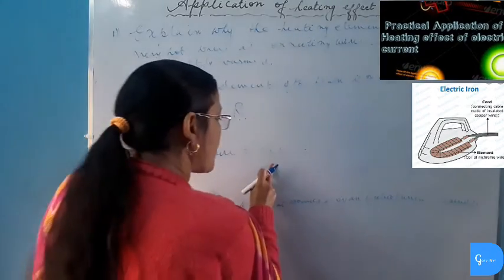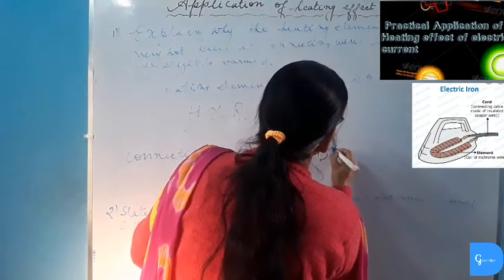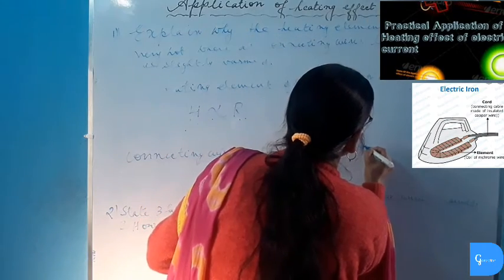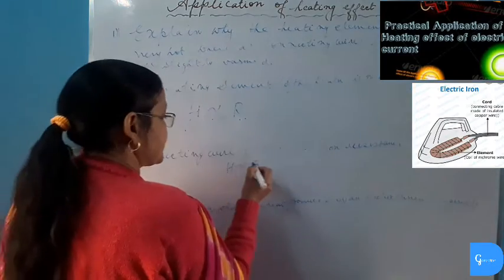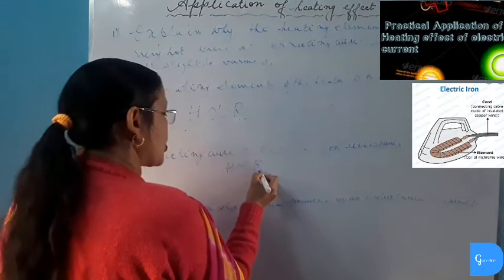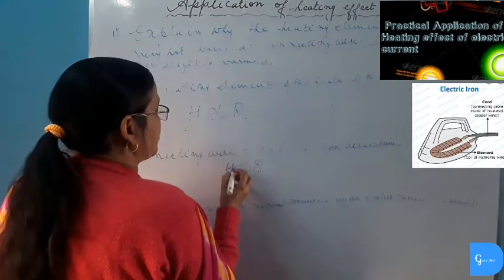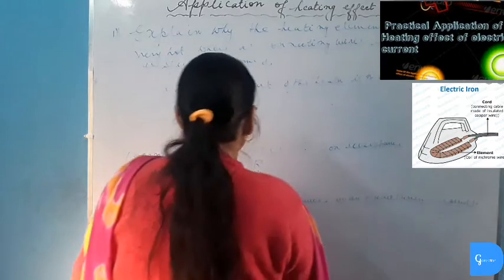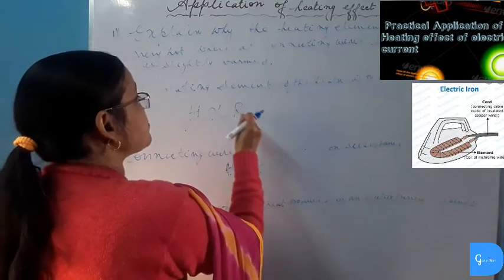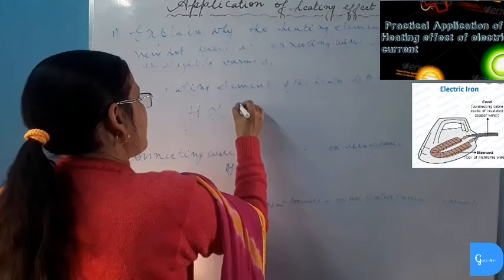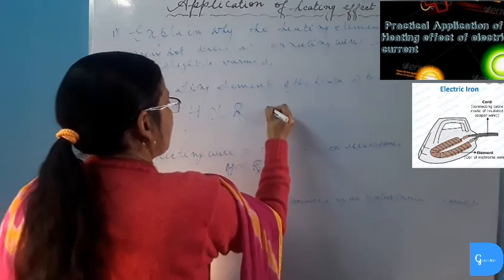Connecting wire is made of copper which has very low resistance, and as resistance is less in copper wire or connecting wire, so negligible amount of heat is produced in case of connecting wire, and thus it becomes slightly warm, whereas the heating element becomes very hot because it has very high resistance. Nichrome has very high resistance.